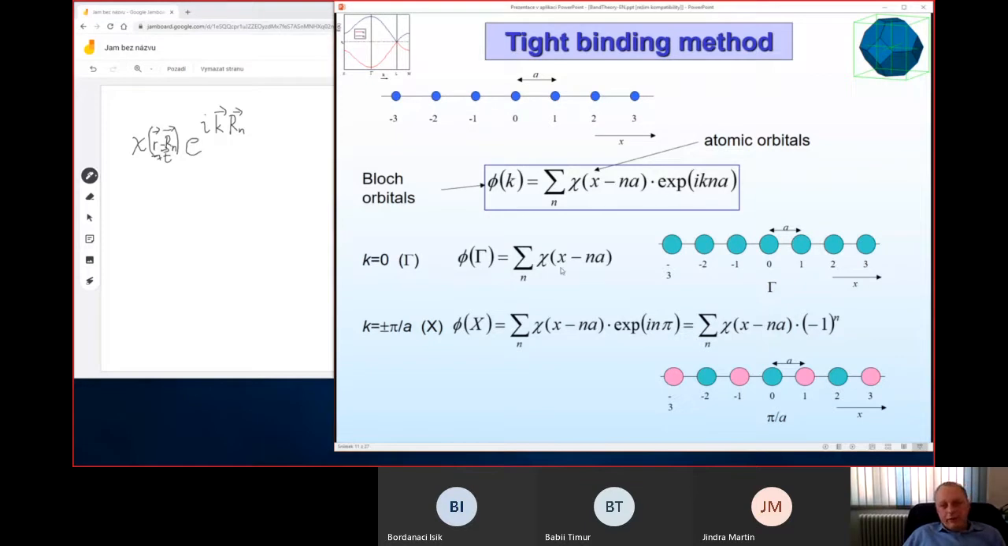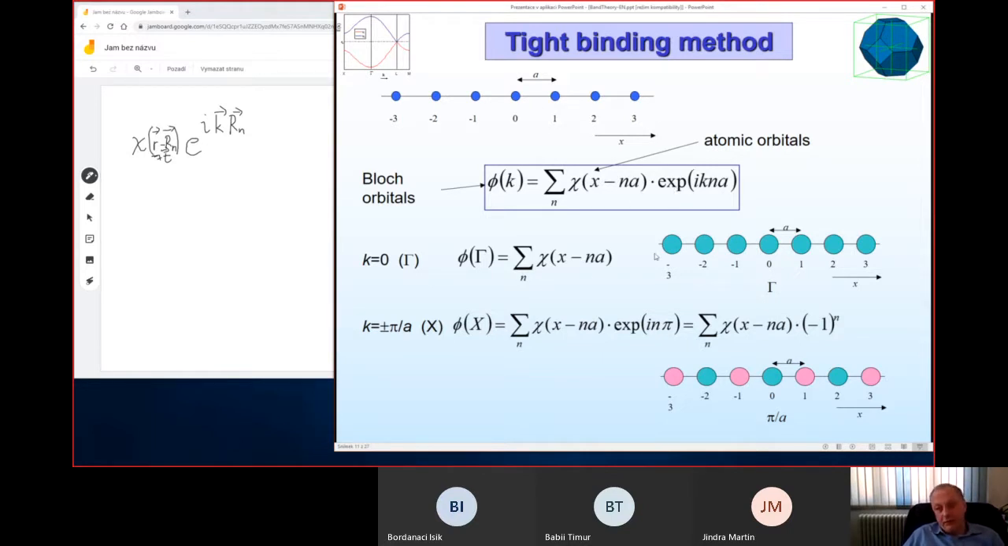Now the orbital has a different form if we are at the origin of the reciprocal unit cell of the first Brillouin zone at k equals 0, and in this case it is just the sum of the atomic orbitals, because k is equal to 0, so this exponent is in fact e raised to the power of 0, so it's equal to 1.